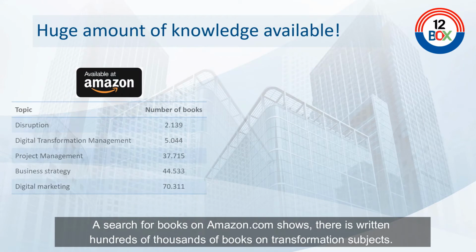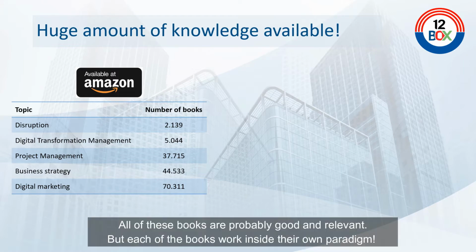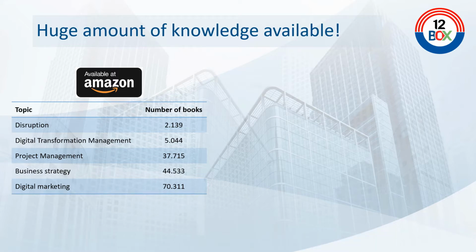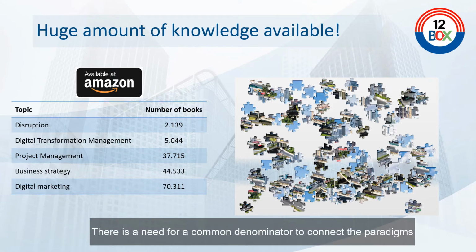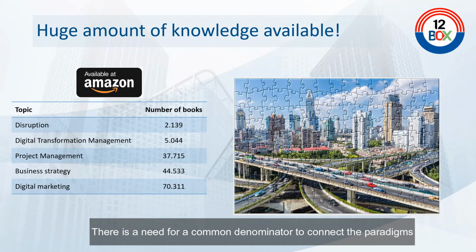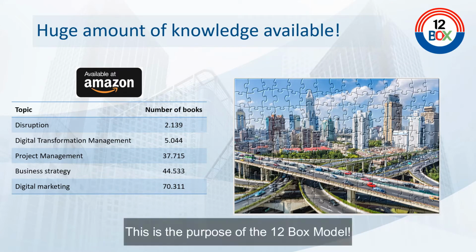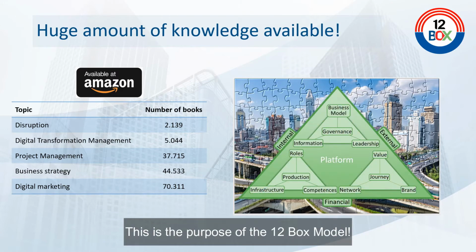A search for books on Amazon.com shows there are hundreds of thousands of books written on transformation subjects. All of these books are probably good and relevant. But each of the books works inside its own paradigm. It is like a big jigsaw puzzle, where none of the pieces fit together. There is a need for a common denominator to connect the paradigms. This is the purpose of the 12-box model.